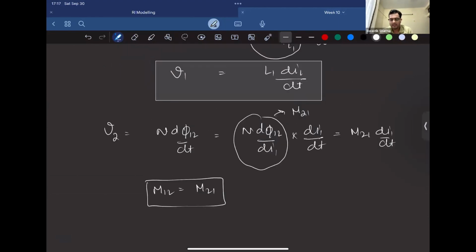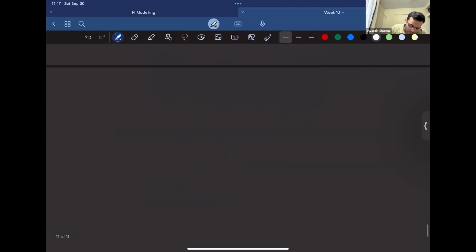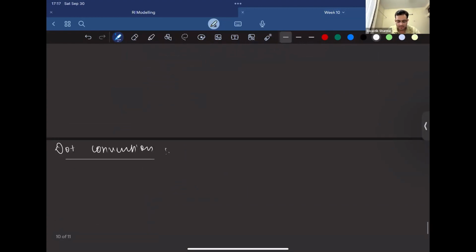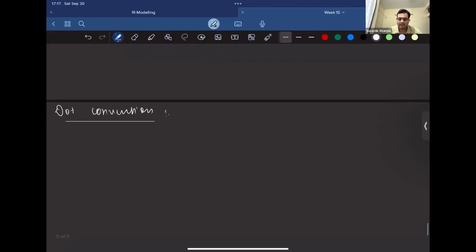Now, we came across this thing, right? We know it's M21 di1 by dt, but how do we know what is the polarity of this thing? Is it a positive quantity or is it a negative quantity? For this, we use the concept of dot convention. By dot convention, we mean that if a current enters, the point at which it enters, we call it a dot, and from that, we try and define how the polarity of this V2 would look like.